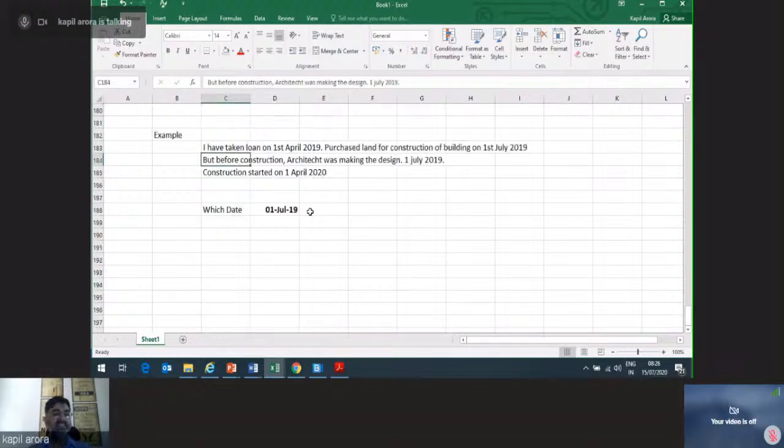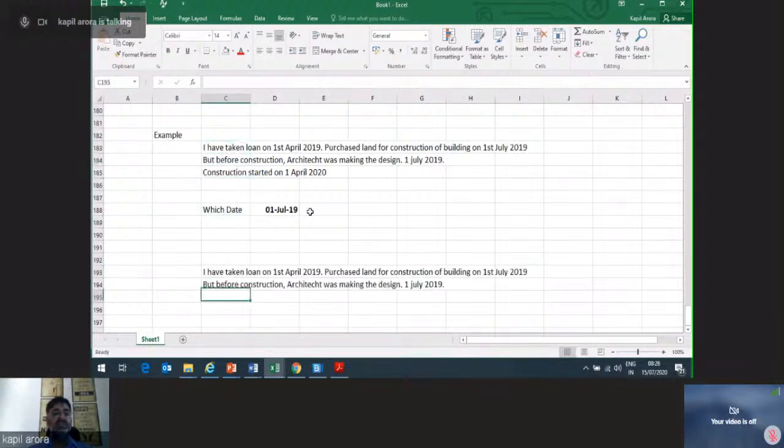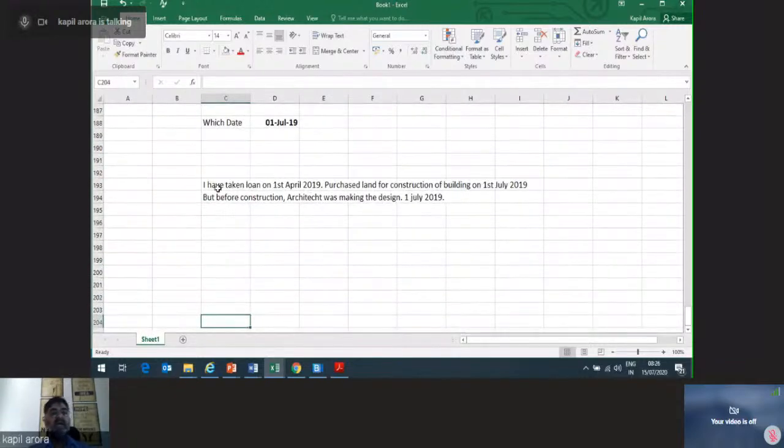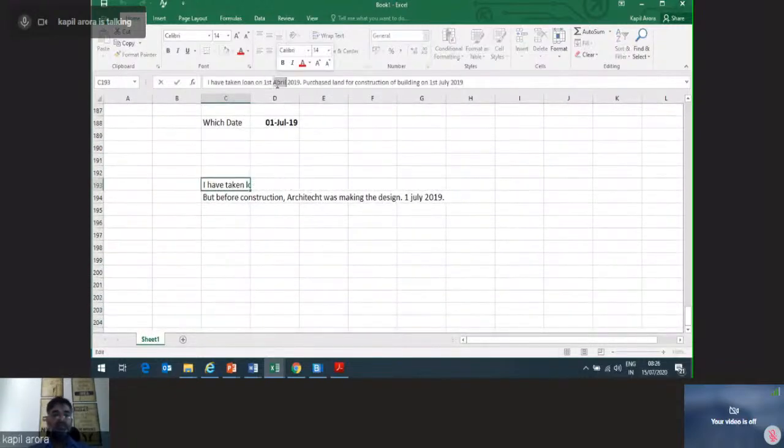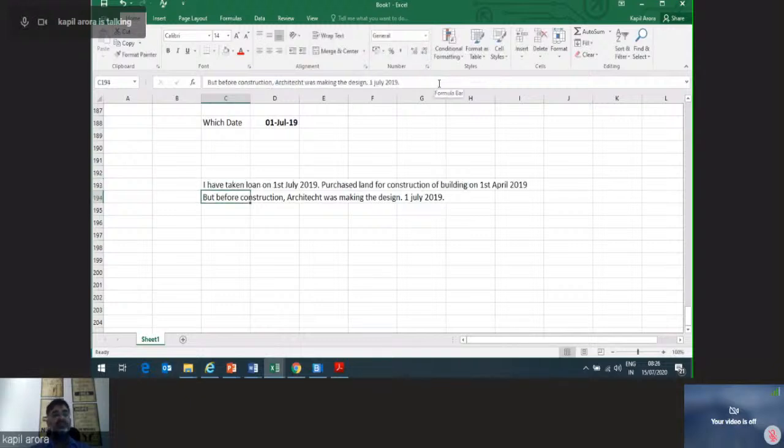Now I change the scenario again. Let's assume I have taken loan on 1st July, but construction started on 1st April. Right? I have taken loan on 1st July, but construction started on 1st April. Now, on which date are all 3 criteria getting satisfied? What would be the date when all 3 criteria are getting satisfied?